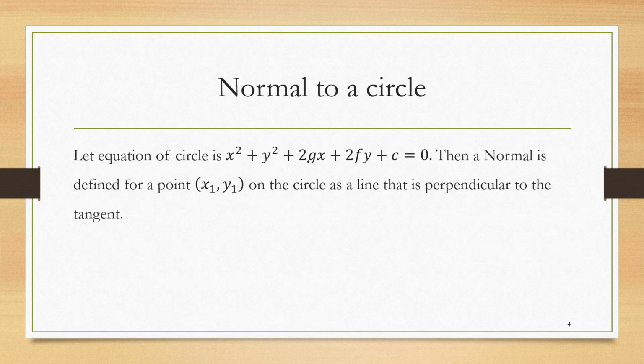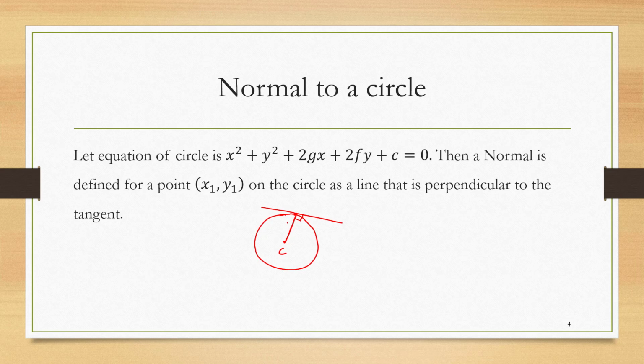Now we will see what is normal and how to find its equation. So see, let's say this is the circle. This is the point (x1, y1) at which the tangent is drawn, and this is the center of the circle. Normal is the line which joins the center to this point at which the tangent is drawn. Point to remember is normal always passes through the center, it always passes through this point, and it is always perpendicular to the tangent.